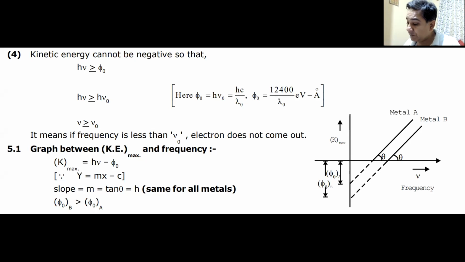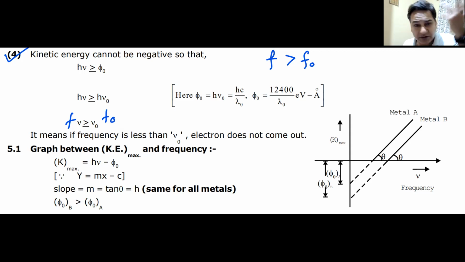I think we have already discussed point number 4. Yes or no? If your frequency f is less than your f naught, no emission will take place. Have we discussed this point? Then what did we discuss in the last class? The frequency of the radiation should be greater than the threshold frequency. We discussed 3 cases: energy is greater than work function, energy is equal to work function, energy is less than work function.